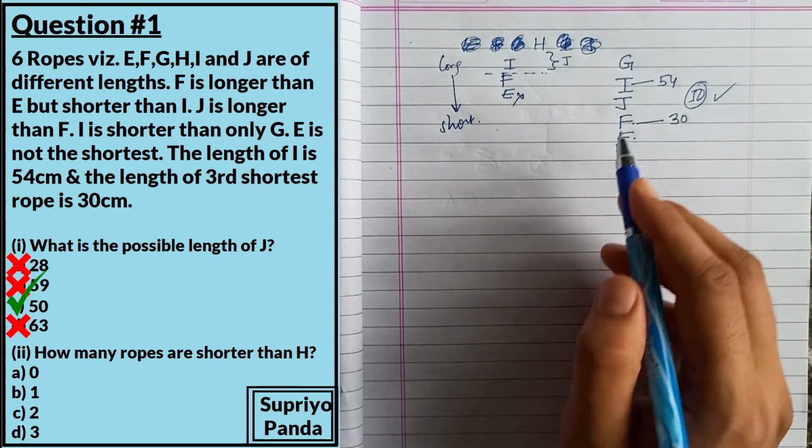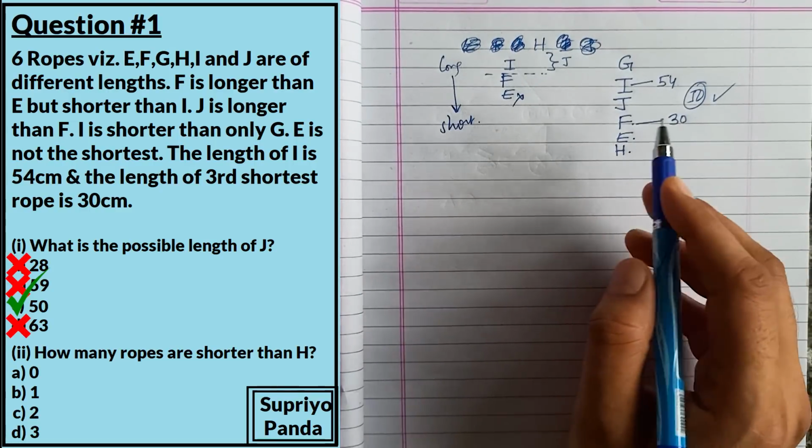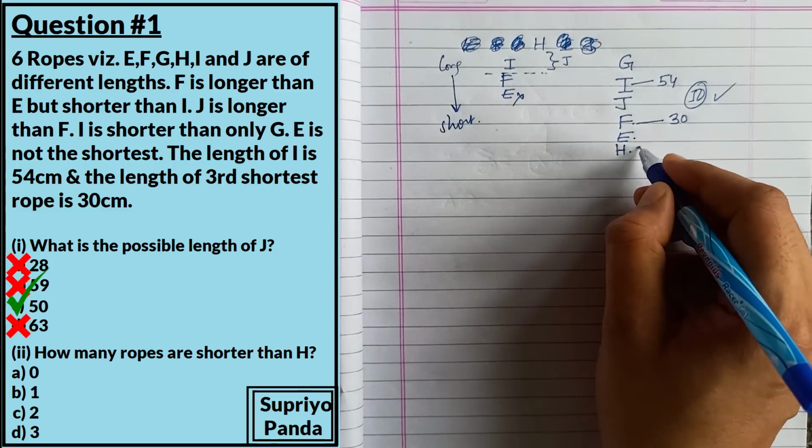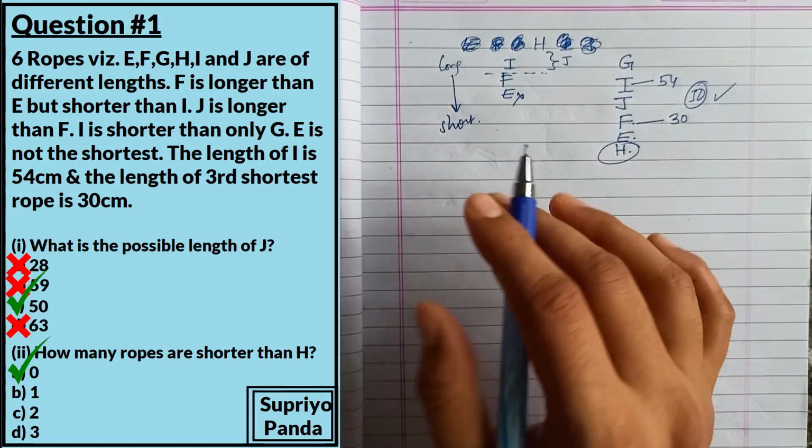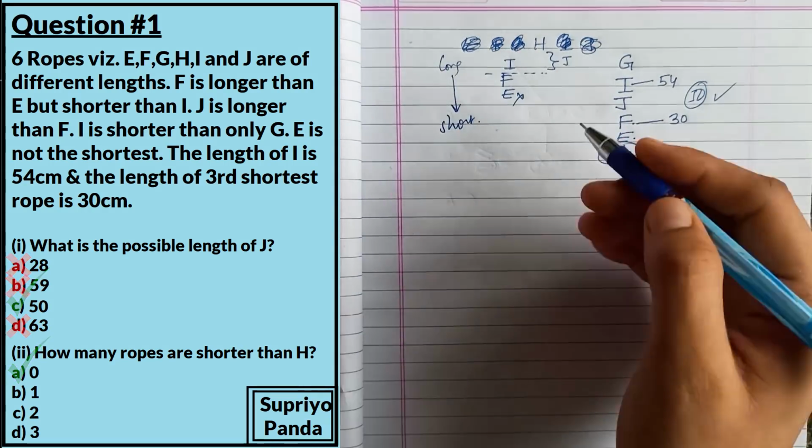63 also we cannot have. Let's look at the second question. So how many ropes are shorter than H? Of course, H is the shortest, so 0 ropes are shorter. So as you see, it's very simple to actually solve this very straightforward question. Let's move to question number 2.